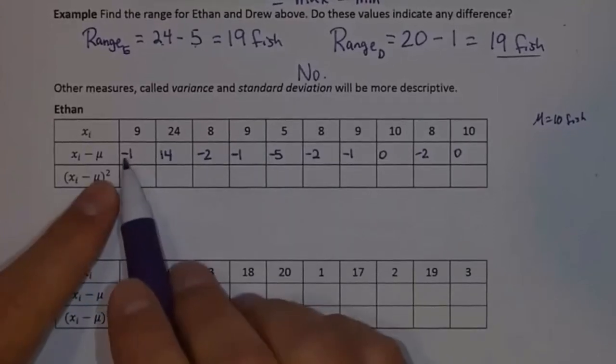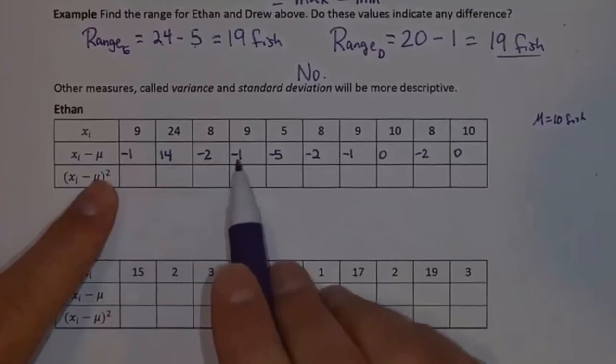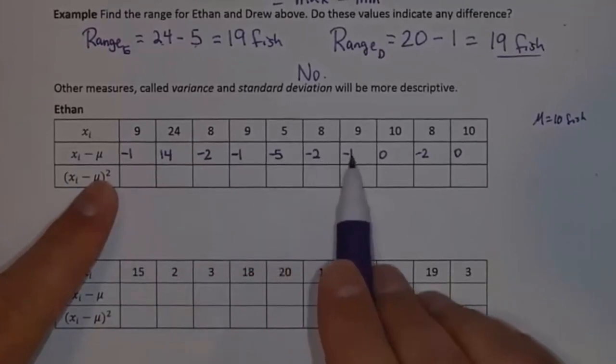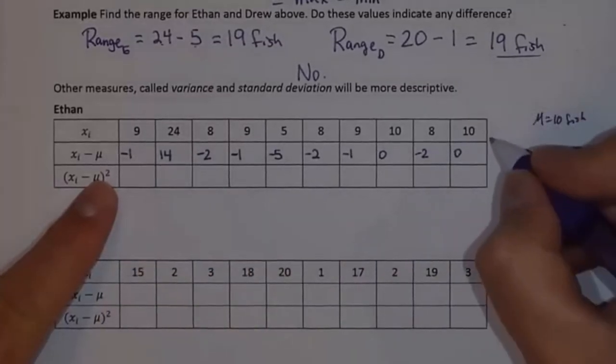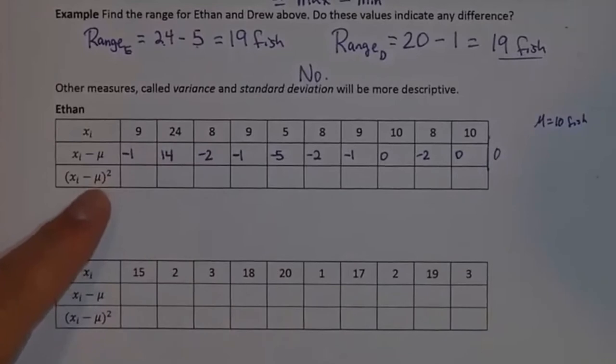The trouble is, if you add up -1, 14, -2, -1, -5, -2, -1, 0, -2, and 0, if you add all of those up, the result is 0. The negatives and the positives cancel out, giving a result of 0. And the sad thing is that always is going to happen. About half of the data values are going to be below average, which is going to give negative deviations, and about half of the data values are going to be above average, which is going to give you positive deviations. And so when you combine those, that's going to cancel out and give you 0.